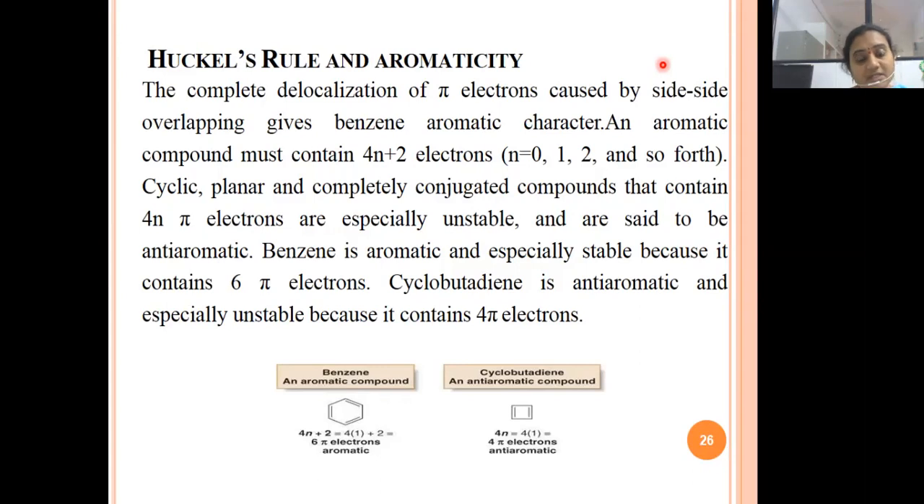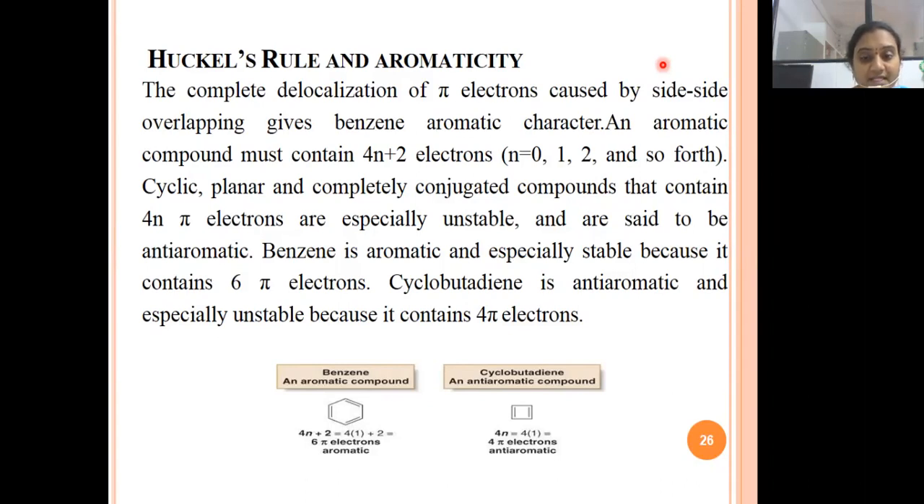The complete delocalization of the pi electrons caused by side overlapping gives benzene its aromatic character. An aromatic compound must contain 4n plus 2 pi electrons, where n is a positive integer: 0, 1, 2, and so on. What are the main criteria for a compound to be aromatic? First, it is cyclic. Next, planar, so all the adjacent p orbitals are aligned in the same way. Completely conjugated compounds that contain only 4n pi electrons are especially unstable and are said to be anti-aromatic.